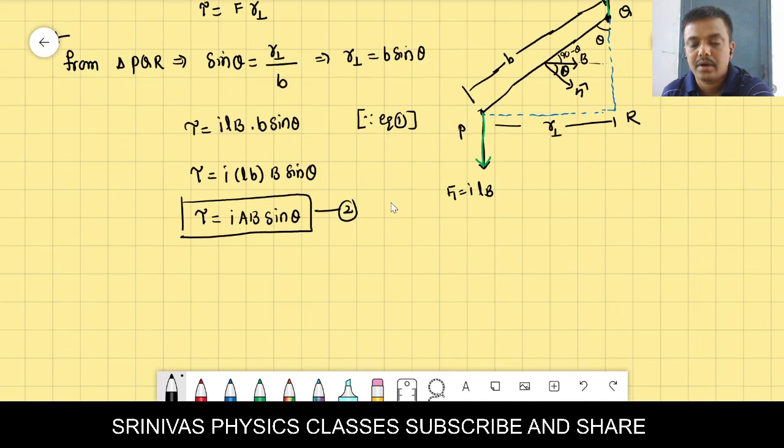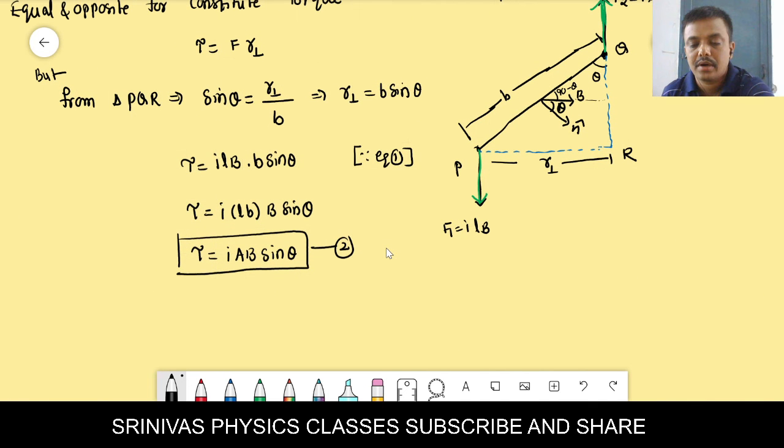This torque makes the object rotate, right? The torque formula is current into area into magnetic field into the sine of the angle. Okay, this is the formula for the torque on a current loop.